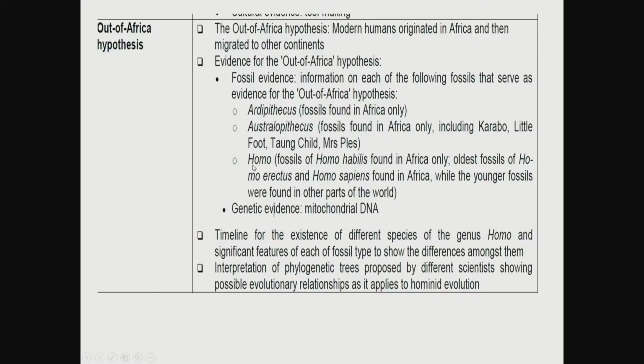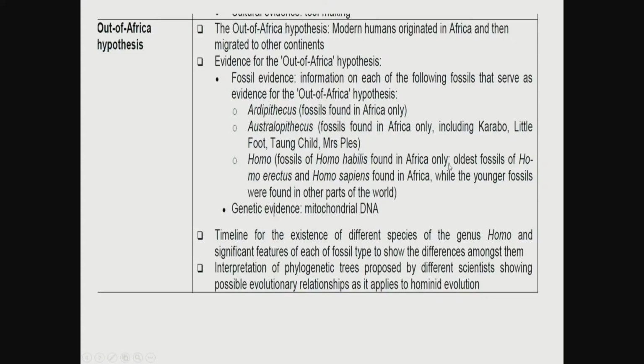Homo fossils: Homo habilis is found in Africa only. And then the oldest fossils of Homo erectus and Homo sapiens are found in Africa. Not in Africa only, because there are other parts of the world where they were found too. I think the Great Rift Valley, but only found in Africa was Homo habilis.